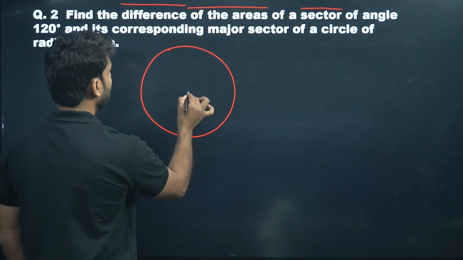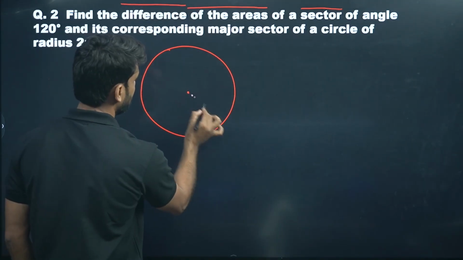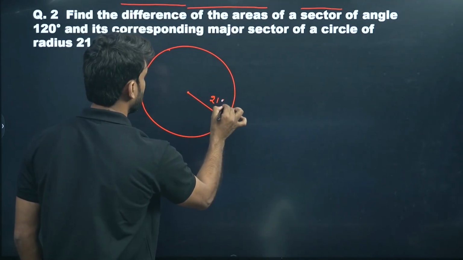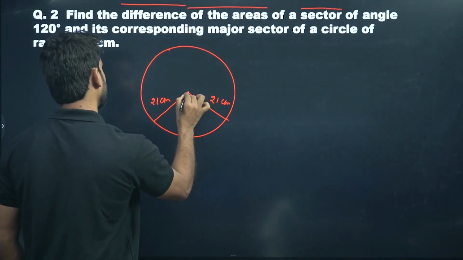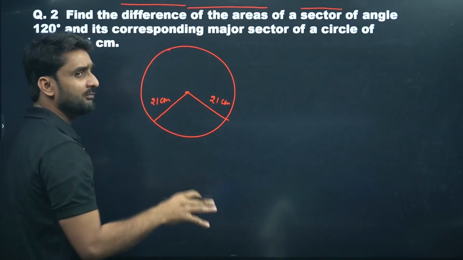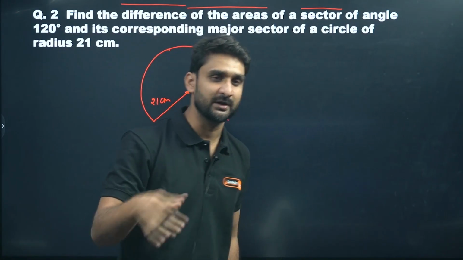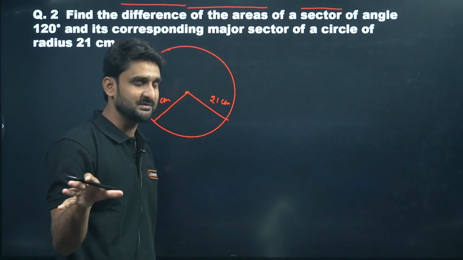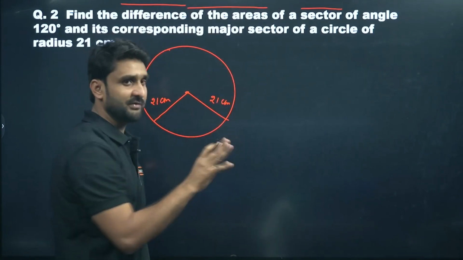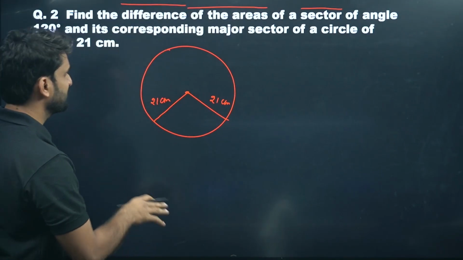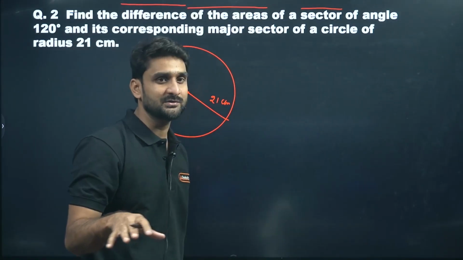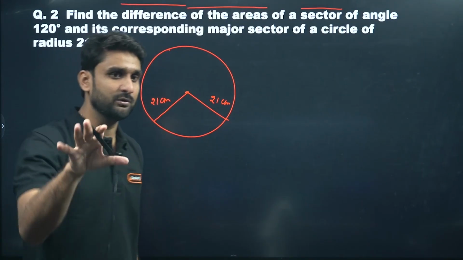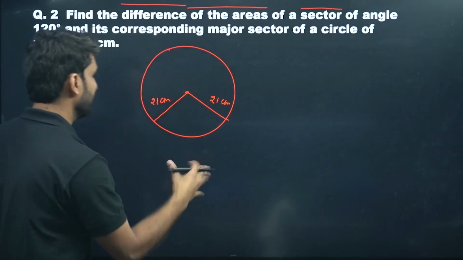The radius of the circle is 21 centimeter. In this session, I am solving a variety of different questions so that your clarity and confidence can build up. I have brought so many numericals in this session to give you complete clarity on different questions.